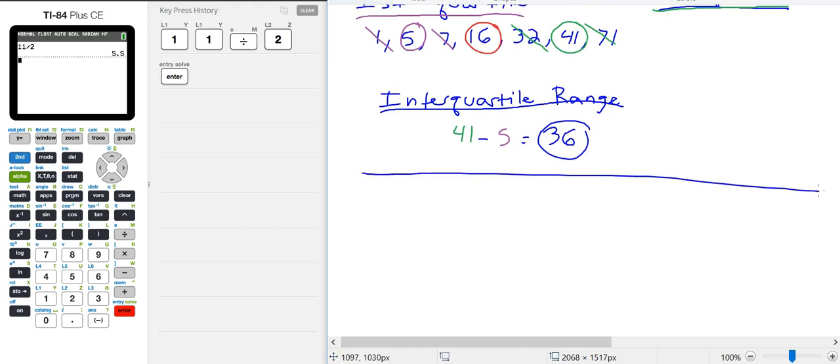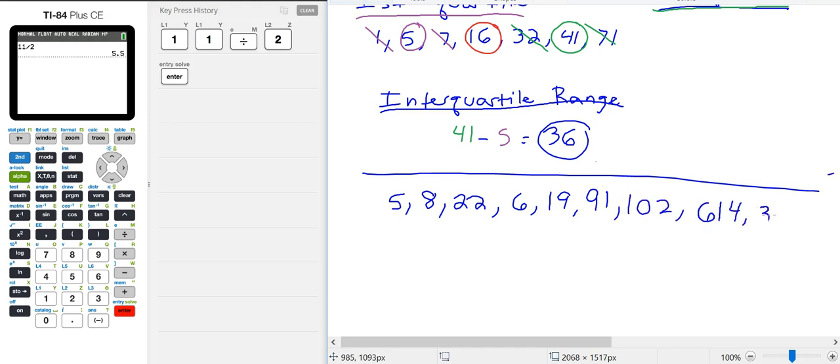Let's say you had, let's write out a list, not in order: 5, 8, 22, 6, 19, 91, 102, 614, 3, 8, 7, 2. Let's say you had all of these data points and you didn't feel like arranging them in order to find the median and the first quartile and the third quartile. You could do it on your calculator.